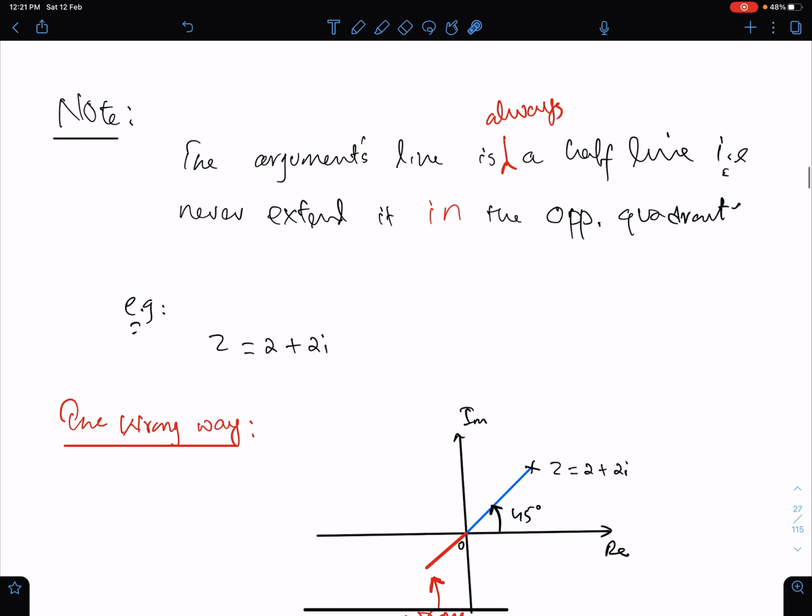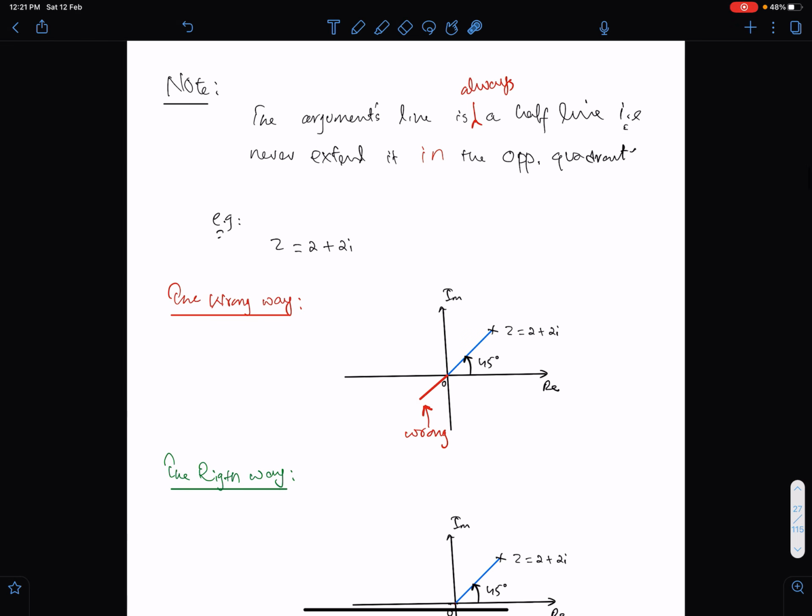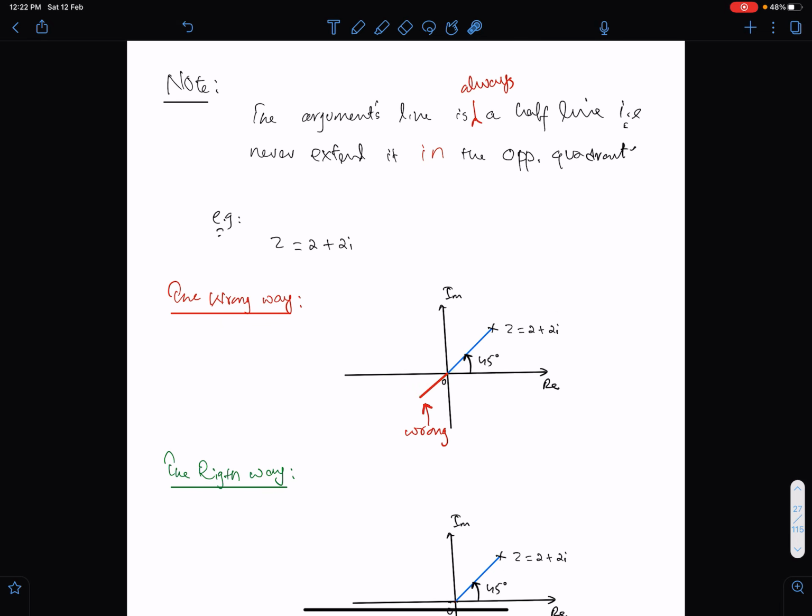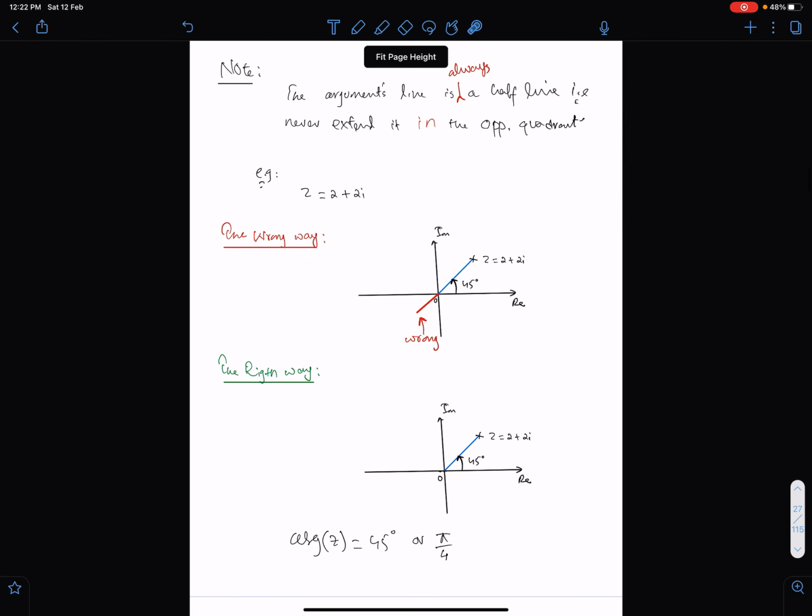One very important thing regarding the argument. The argument's line is always a half line that is never extended in the opposite quadrant. For example, if we have to find argument of this complex number, then never extend this line into this quadrant. This is the wrong way because we extended this line wrongly here. And this is the right way. Don't extend this line here.